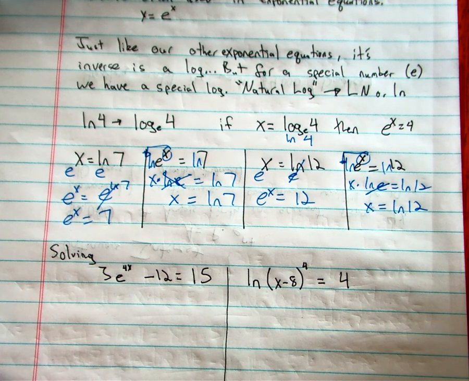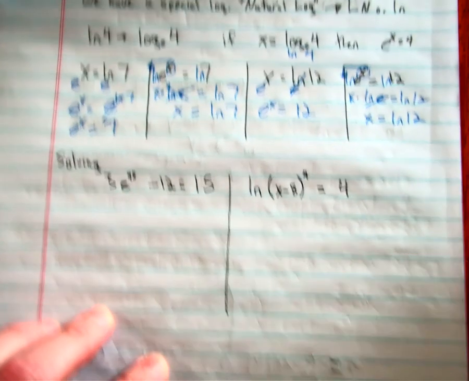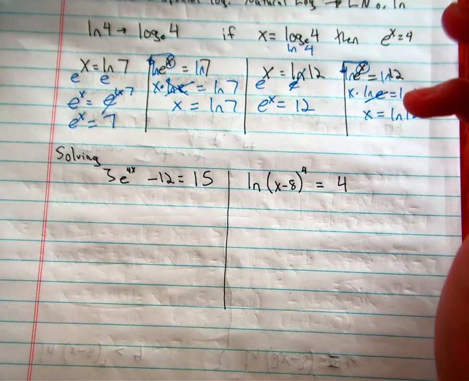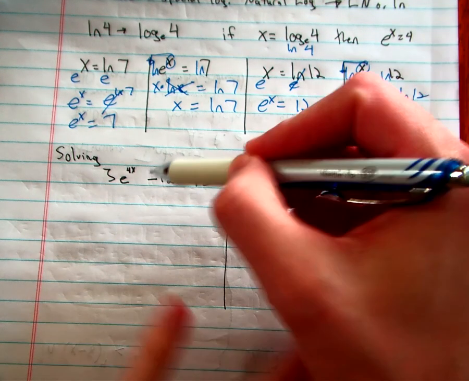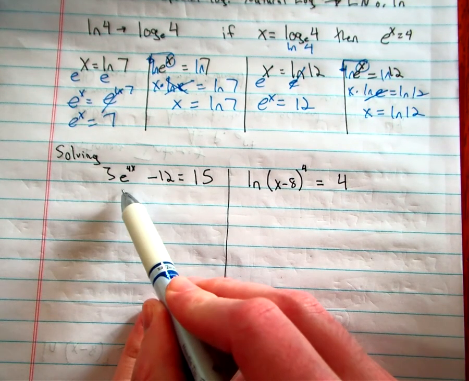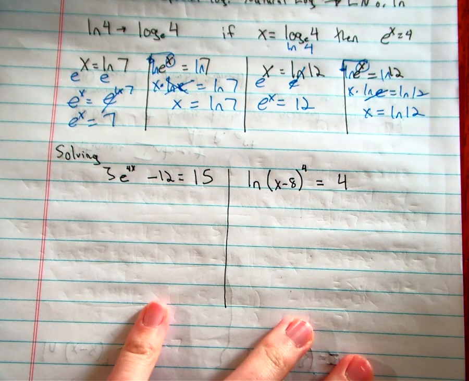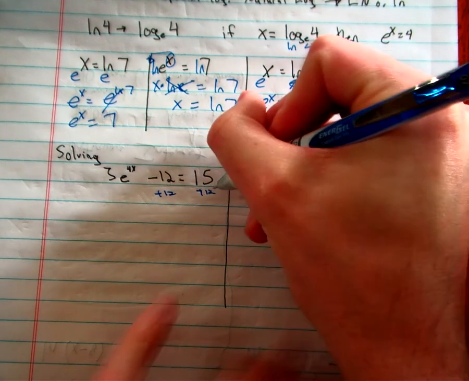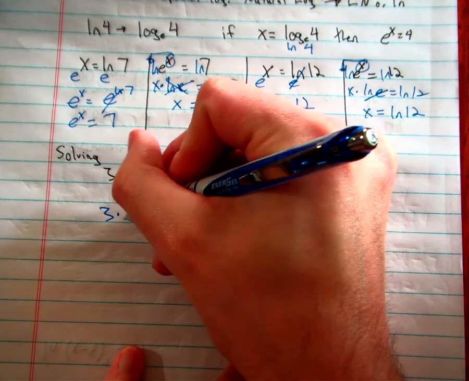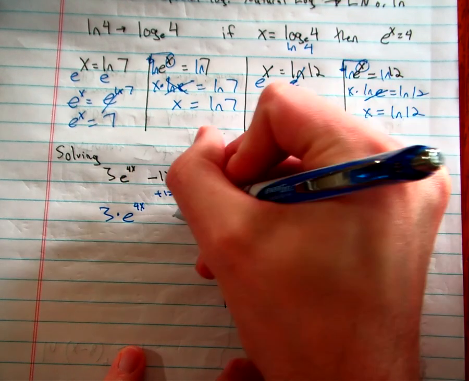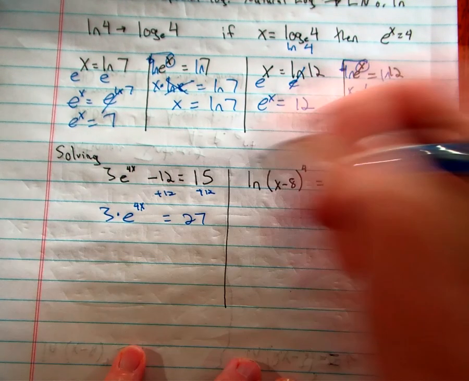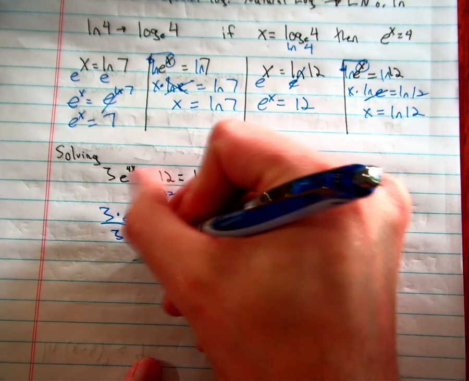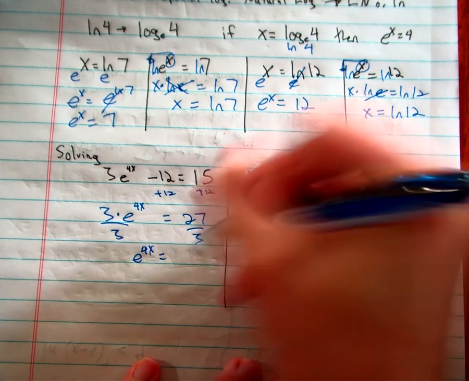Alright, let's use these to solve. Solving with e and natural log. So we have 3 times e to the 4x power minus 12 equals 15. Step 1, we're going to add 12. 3 times e to the 4x equals 27. Divide by 3. e to the 4x equals 9.